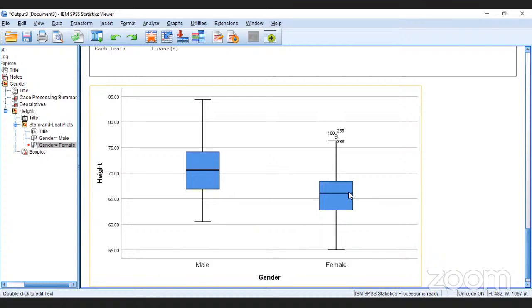And so even the shortest person for the male group is taller than the shortest person for the female category, right? So the shortest person for the male category should be around 61 or so. But for female, it's 55.